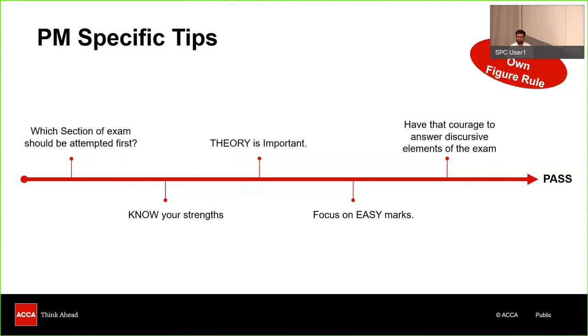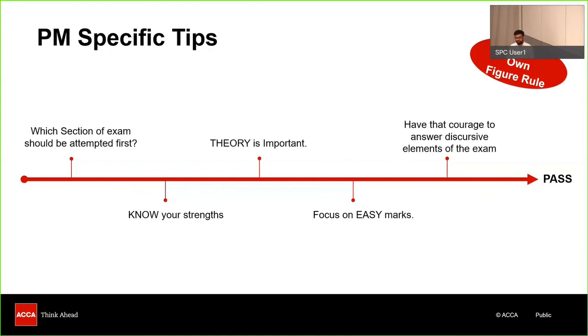It's going to test the same concepts which you have studied throughout your preparation phase. So know your strengths, play with them. Theory is important. You cannot ignore it. Without focusing on theoretical topics, it is impossible to pass the PM exam. This paper is not about numbers where you can do some number crunching and you'll pass the exam. You need to focus on discursive parts. You need to focus on theoretical portions of the exam.